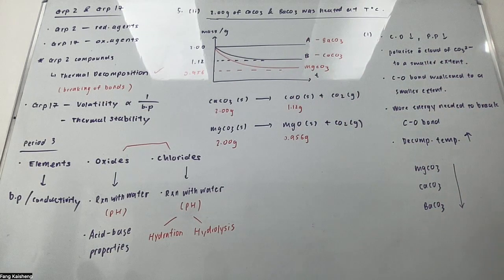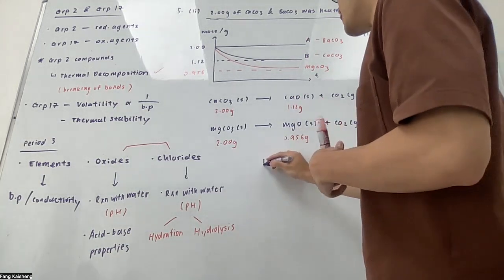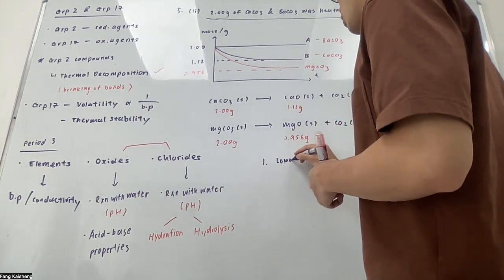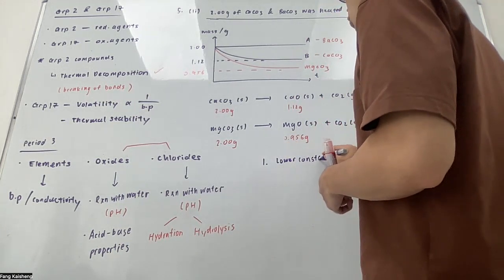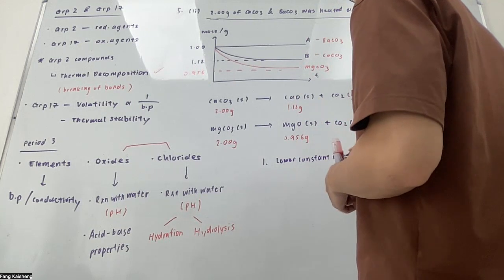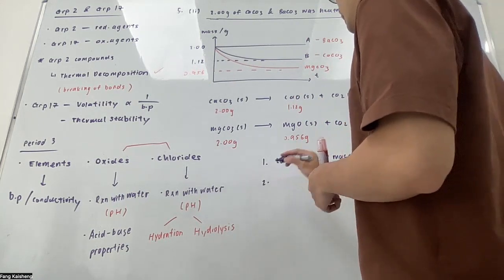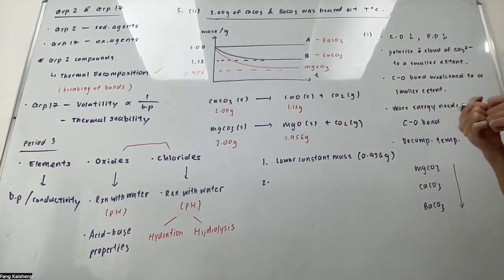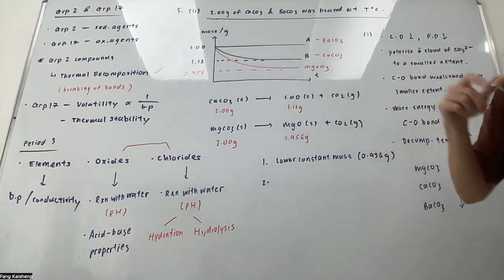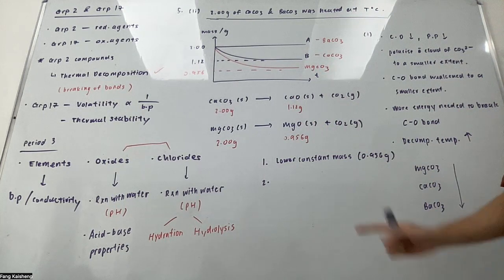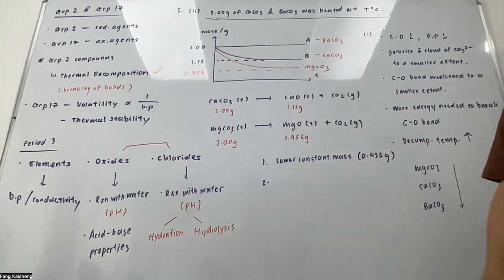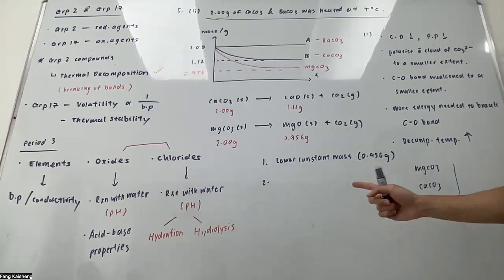So let's write down the features of the graph. The first feature is that it has a lower constant mass. We already know why. This should be the very first thing that you notice. Now, what is the second thing that you notice for this graph? This graph, by the way, is still wrong. There's a reason for that. If you draw this graph, which is what a lot of you will do, it is still wrong.